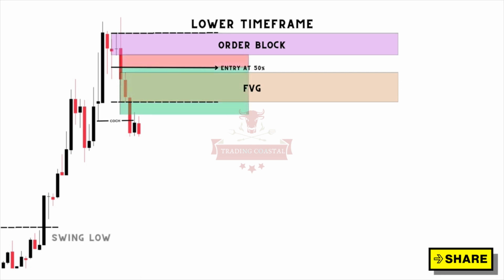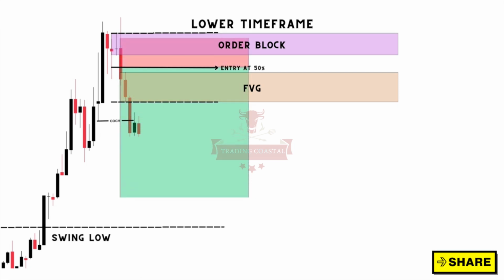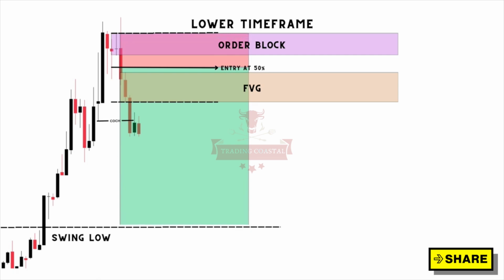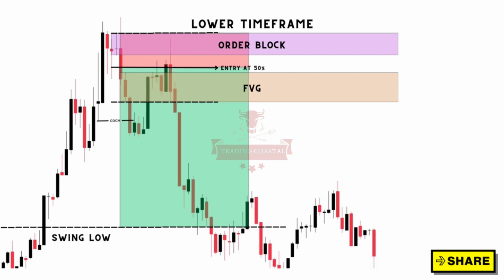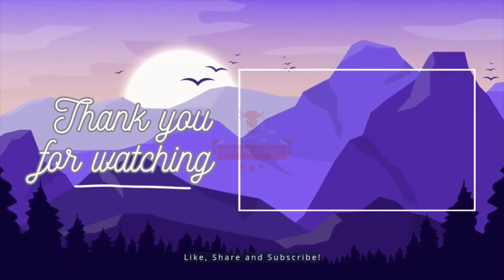I position a sell limit order right in the middle of the zone to maintain a strong risk management strategy, and the take profit target is set on this particular swing low. Our sell order has been activated, and after the activation of the sell limit order, price eventually reached our take profit target. Thank you for watching.